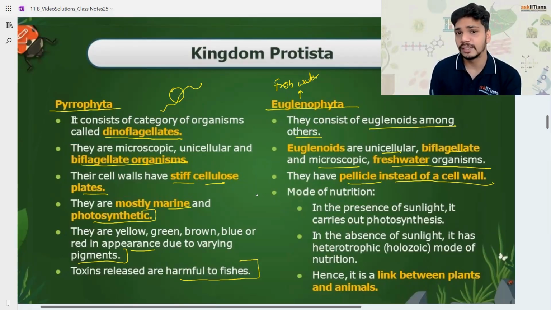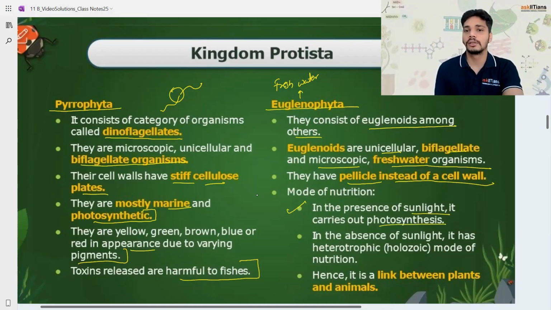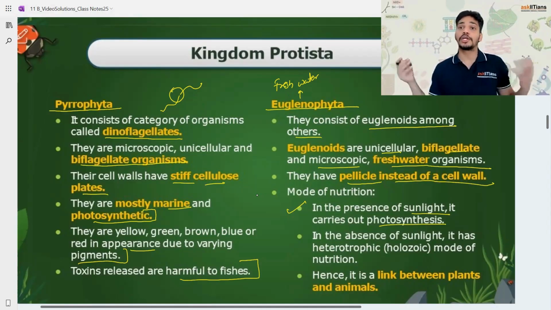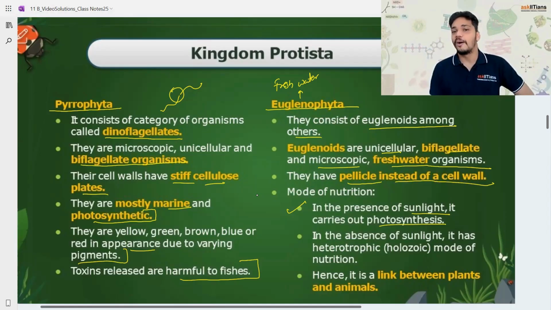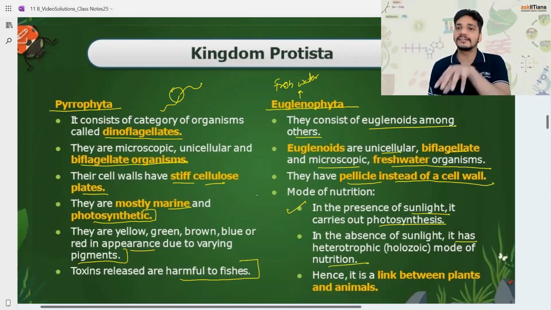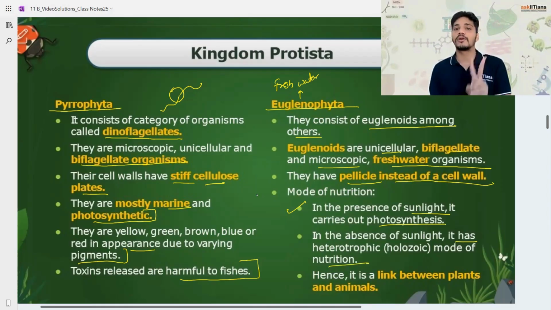The pellicle is for protection. For the mode of nutrition, in the presence of sunlight it carries out photosynthesis. But if they are hungry at night, what will they do? Obviously, in the absence of sunlight they are also active. It has a heterotrophic holozoic mode of nutrition. They can eat others. So they have a dual mode of nutrition.